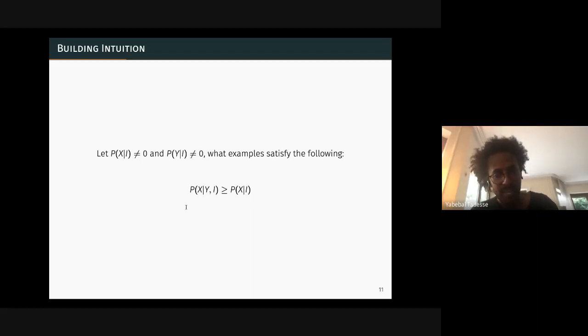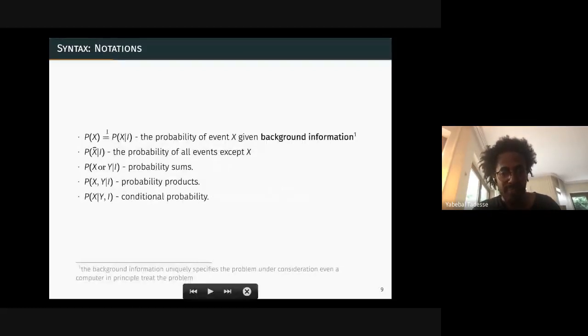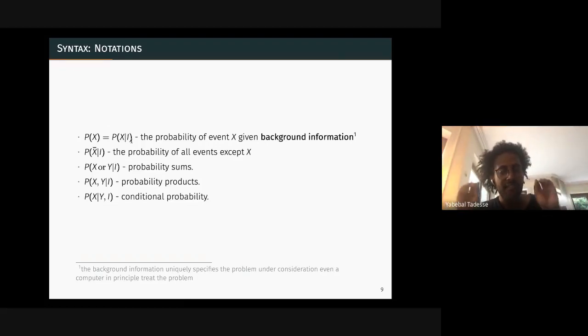Just before I forget, why do we always need to condition on information? Whether you are a human or a machine or an alien, probability assumes that if you have the same background information, you must assign the same probability. Otherwise, it becomes subjective. That's why we need that information.